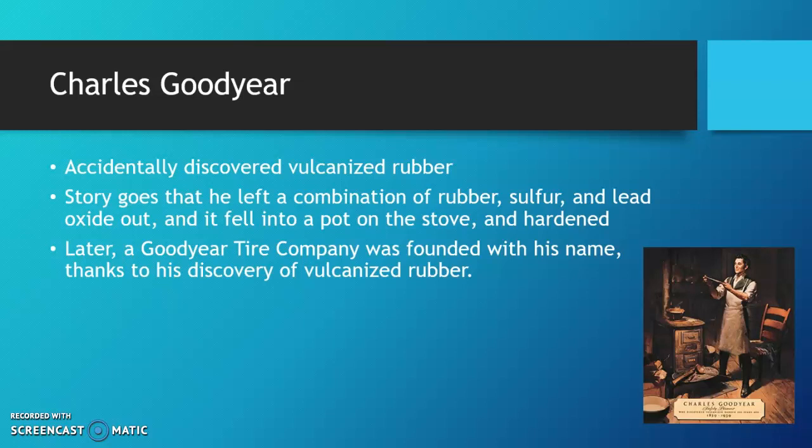Later on, obviously, the Goodyear Tire Company was not founded by him. He had already died, but it was founded in his name because he had discovered the process that allowed tires to be made. Without Charles Goodyear, our lives would probably be very different, and without the vulcanization process, who knows how we would be getting around today.